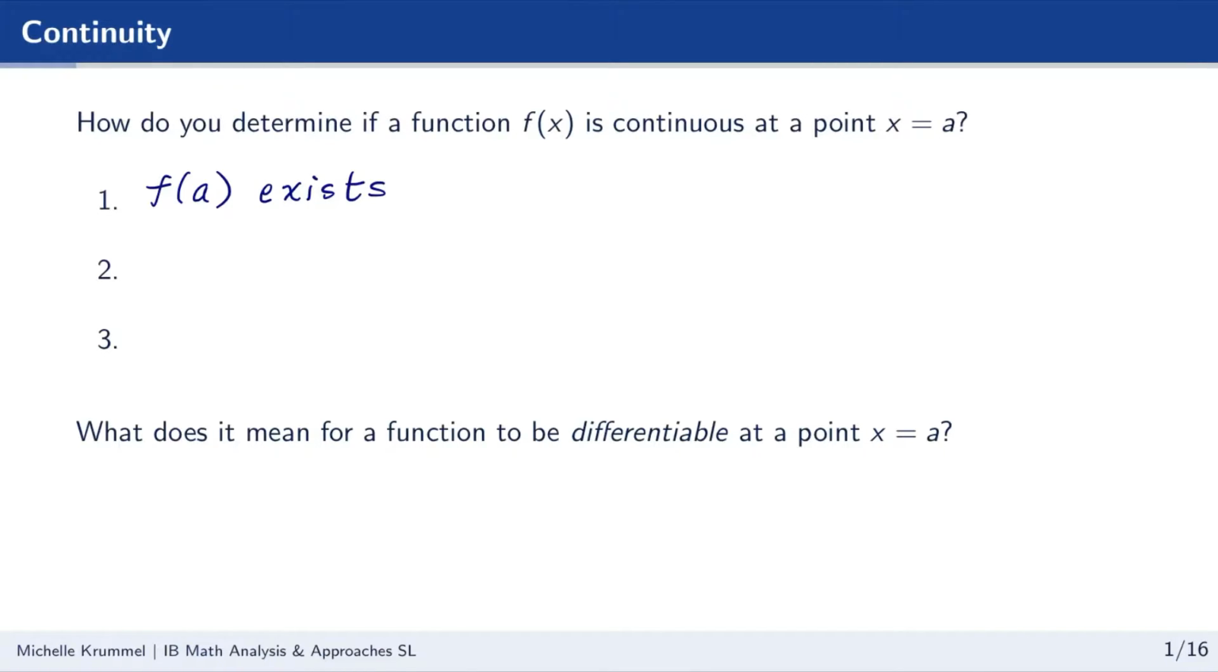That has to be true. So you should start by finding f of a. Write down what f of a is equal to. If it doesn't exist, we can immediately stop and say the function is not continuous at x equals a.